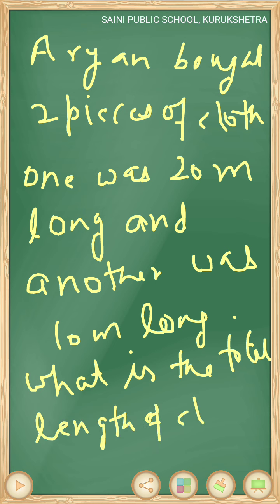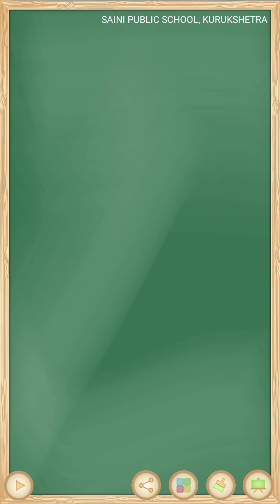Now in this question you can easily understand whether it is an addition problem or a subtraction problem. Aryan has 2 pieces of cloth. One was 20 meter long and the other was 10 meter long. We have to find the total length of cloth. So total denotes that we have to perform addition. Okay, so this is an addition sum. Now how will we do this?